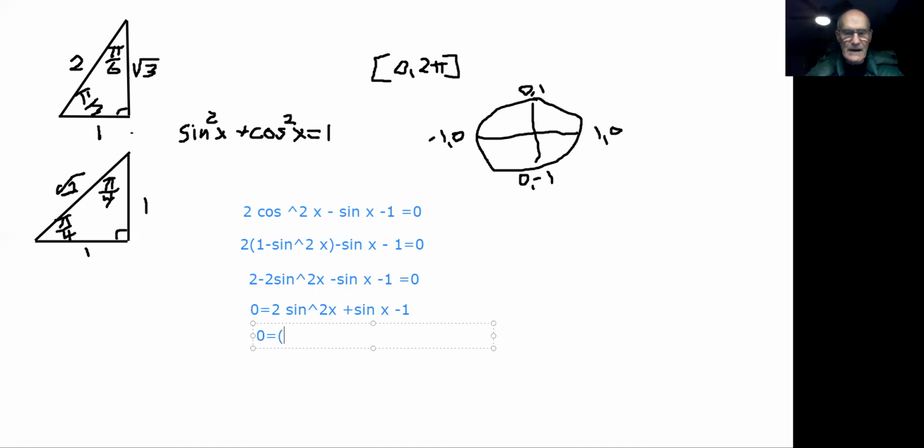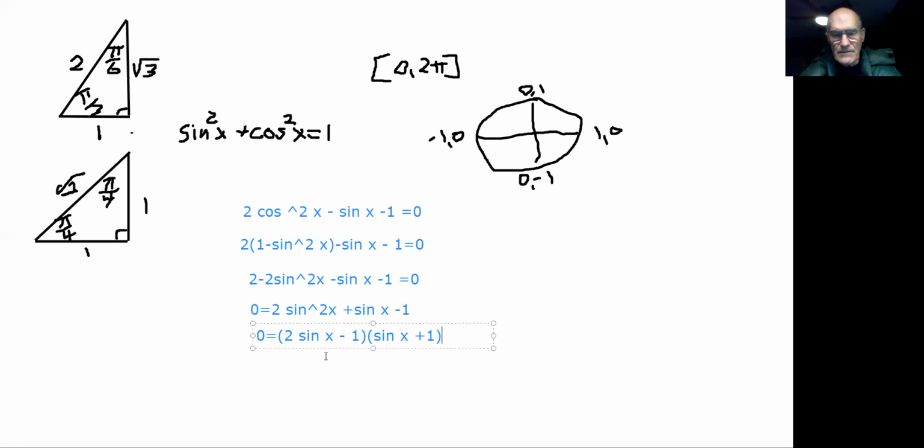Okay, now I can factor this just like we would factor it if it were an algebraic equation. So I have 2 sine x minus 1 times sine x plus 1. If you check, you get 2 sine x squared, and then 2 sine x minus 1. That's okay, so I'm good here.